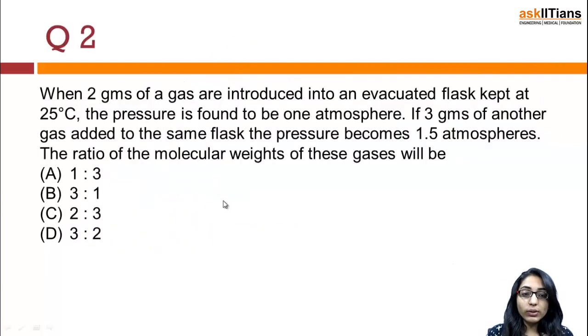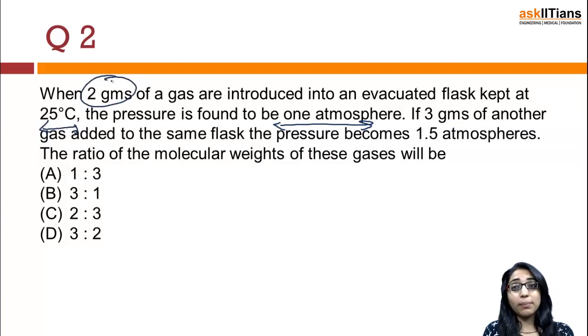Now once we are done with question number 1, let us come over to question number 2. Here it says that when 2 grams of a gas are introduced into an evacuated flask which is kept at 25 degrees Celsius, the pressure is found to be 1 atmosphere. So you know what the pressure is, you know what the temperature is, and you know the mass of the gas which is present in the container.